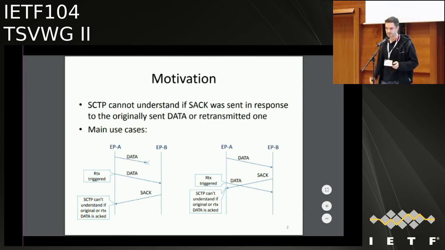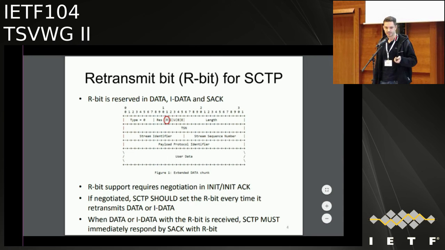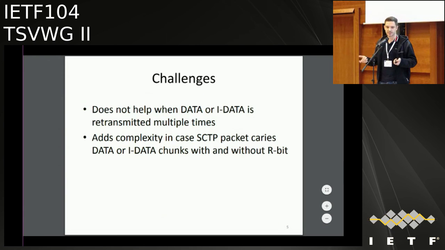So this is a draft where I try to solve the problem where SCTP cannot distinguish if a SACK acknowledges original data or retransmitted data. The idea is to just reserve one bit in the DATA and SACK chunks. Since both ends are impacted, it requires negotiation during association establishment. There are two basic rules. If successfully negotiated, then SCTP should set the R bit every time it retransmits DATA or I-DATA. And when DATA or I-DATA with the R bit is received, SCTP must immediately respond with a SACK with the R bit set. So when the SACK is received back, we can distinguish: if the SACK doesn't include the R bit, it means the original data is acknowledged. If it includes the R bit, that is the retransmitted one.